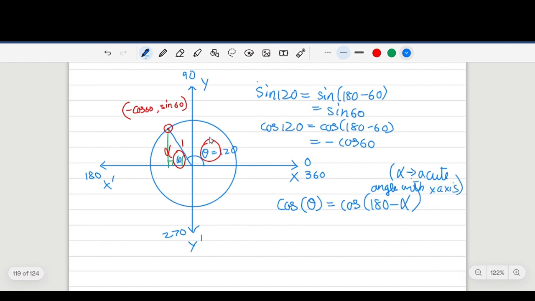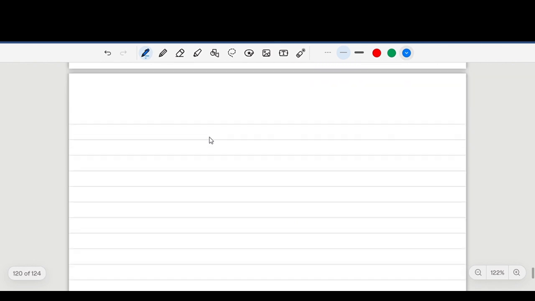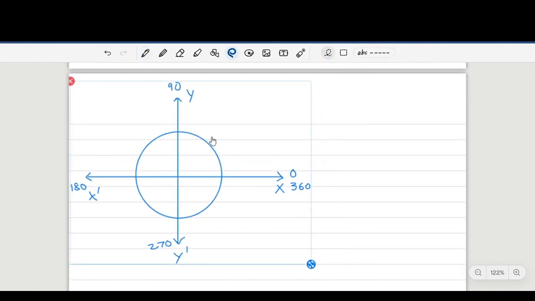And if it's in the second quadrant, then this will be the same as negative cos of alpha. Similarly, if I'm talking about sine theta in the second quadrant, it will be the same as sine of 180 minus alpha, which will be sine alpha as it is. So to make it easier, I'm going to summarize everything for all the quadrants, and if any help is needed, please post in the comments. I'll help you with that.